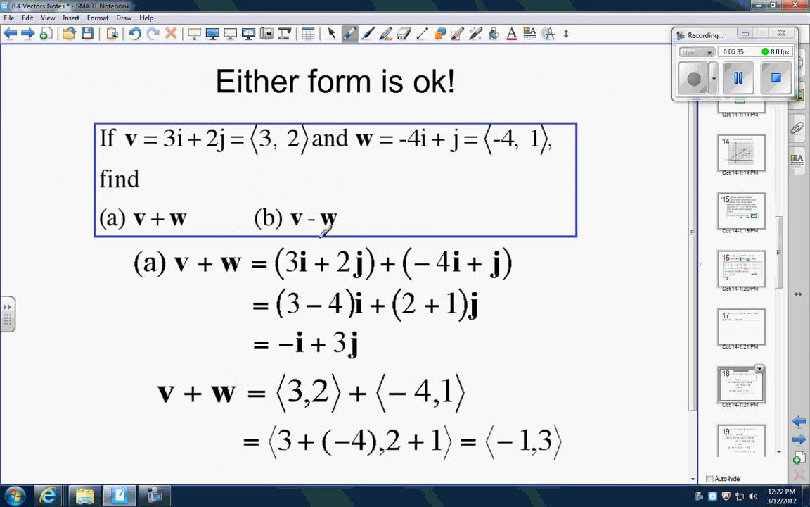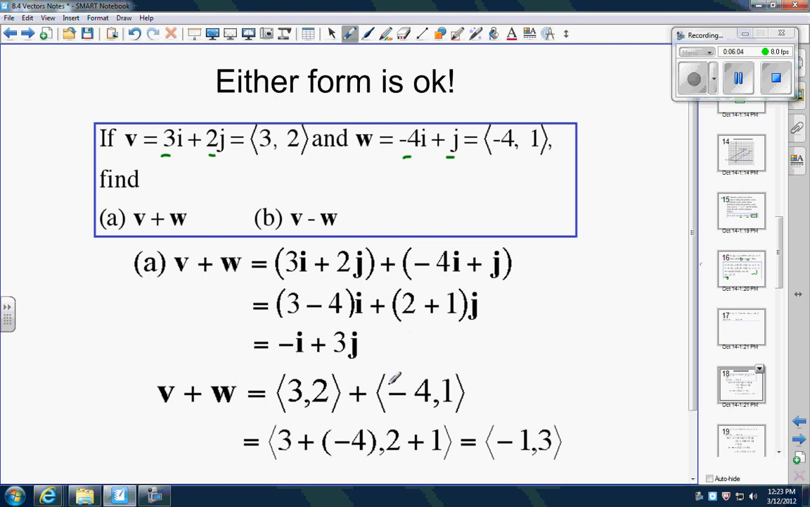Here's where we're adding them together. So they took the i components, grouped them together here. This guy had 3i, this guy had negative 4. If we're adding them, we're literally just going to add those two numbers. So they grouped them like this, 3 minus 4 to give you negative 1i. They took the j components, 2 and a 1, they grouped them here to give us 3j.